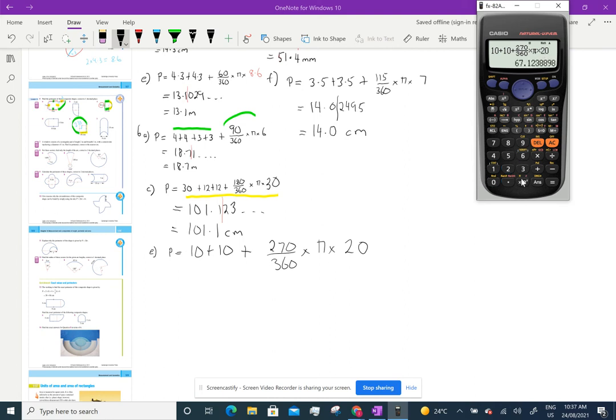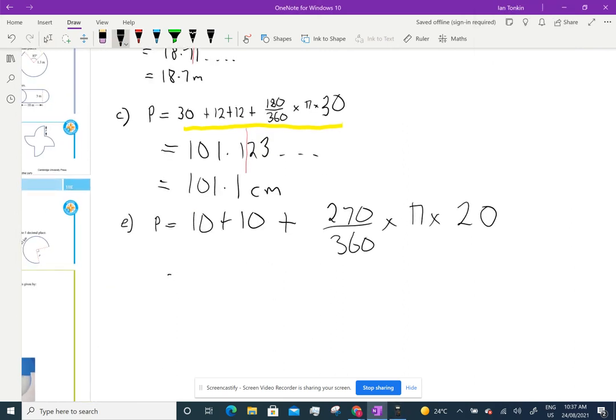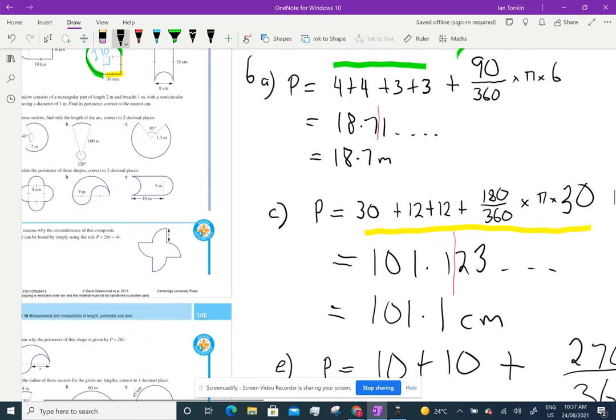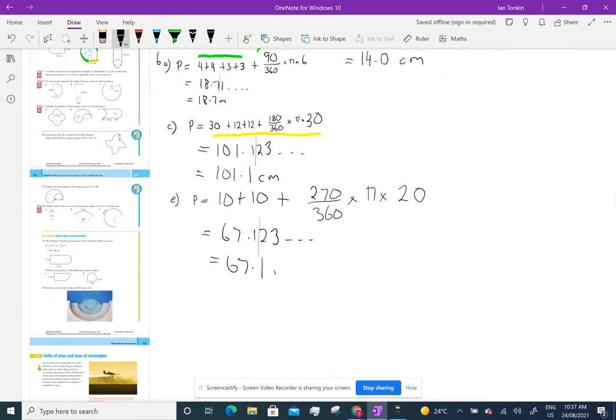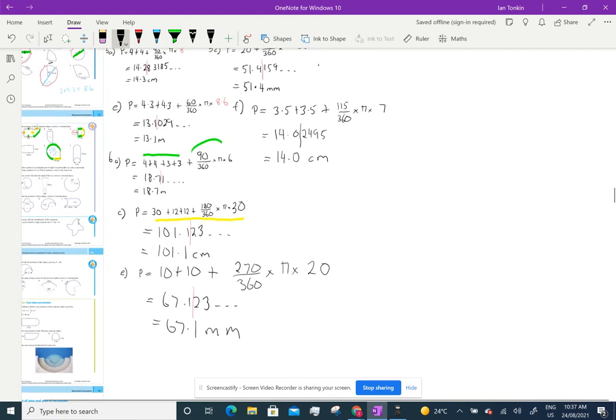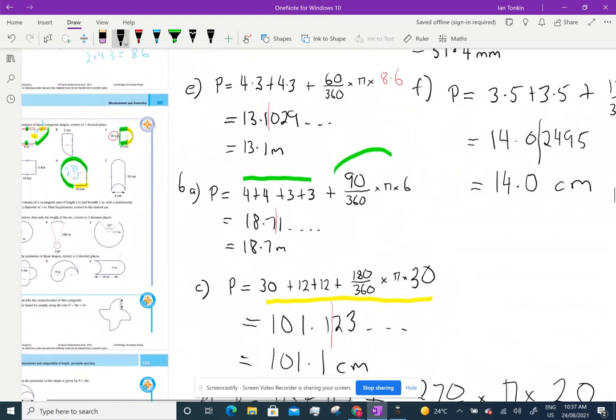67.123, dot, dot, dot. Rounding to 1 decimal place. 67 point, is that number behind 5 or more? No, leave it alone. What units are we in? Millimeters. And there we go. Now, you have a go at the last one before me. I'm going to do it here. 6F. So you can pause the video and go and have a crack.